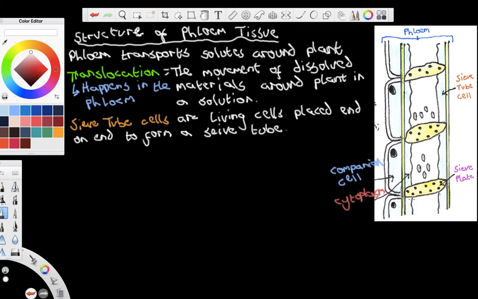In between the sieve tube cells are these sieve plates. These are essentially pieces of tissue with tiny holes in them that only allow certain substances through. Okay, they allow solutes to pass through them. So on my diagram, these grey parts are solutes.